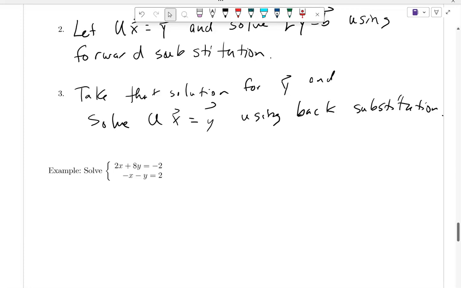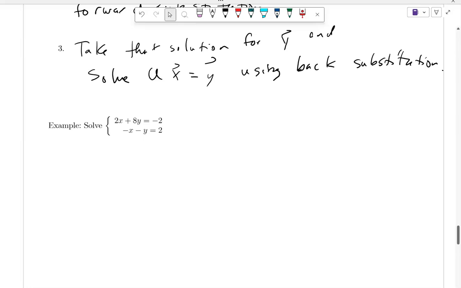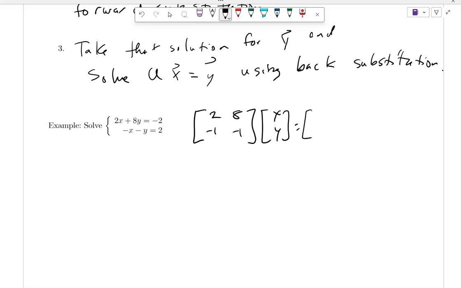Let's do another example. Sounds like you got a plan, doesn't it? Do another example. Sound like a good plan? Okay. Write this as a matrix equation first. What would the matrix equation look like? Good. All right. There's our matrix equation.